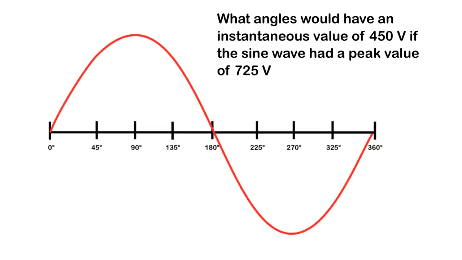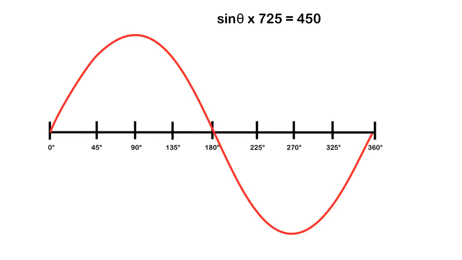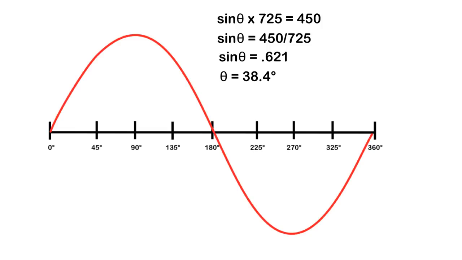So you wouldn't just have one angle, you would have 4 angles, and we're going to walk through how to calculate that. First up, we take the sine of theta, which is the angle we're trying to figure out, times the peak voltage of 725 equals the instantaneous value of 450. Let's transpose that around. The sine of theta is equal to 450 divided by 725. All I did was divide that out. The sine of theta is equal to 0.621. And then to get rid of that sine, I have to inverse sine that side and this side, which gives me my first angle of 38.4 degrees.